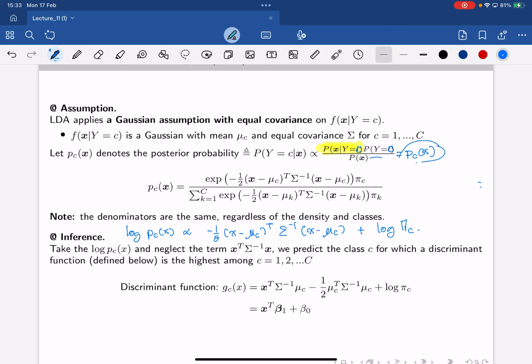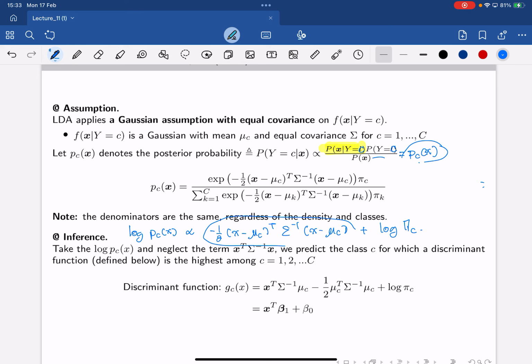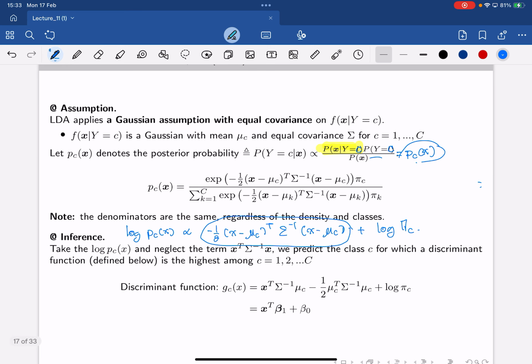What we see is that there are quadratic terms here. But if sigma is the same for every class, then I will just write what is equivalent to that. That will be 1 over 2 X transpose sigma inverse X.